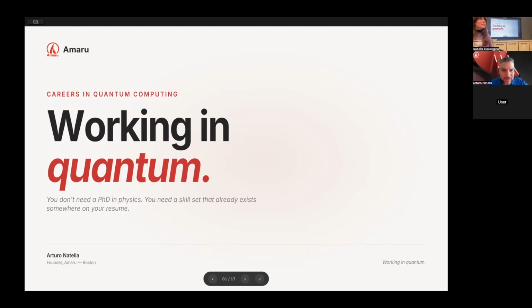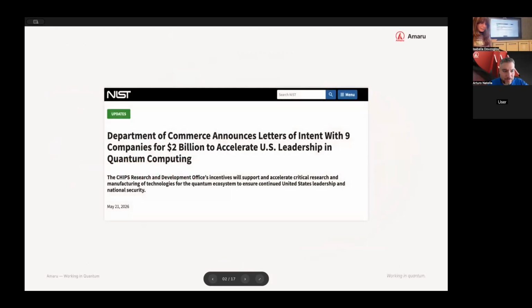Yep. Okay. So we're going to talk about careers in quantum. So the first thing I want to talk about is that there has been massive investments in quantum computing. The Department of Commerce, this is a clip from a headline, announced letters of support, really like a commitment for $2 billion to accelerate quantum computing in the United States.